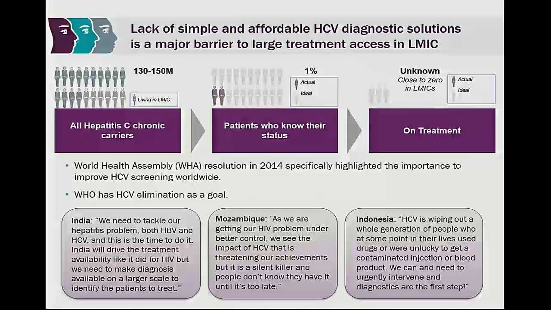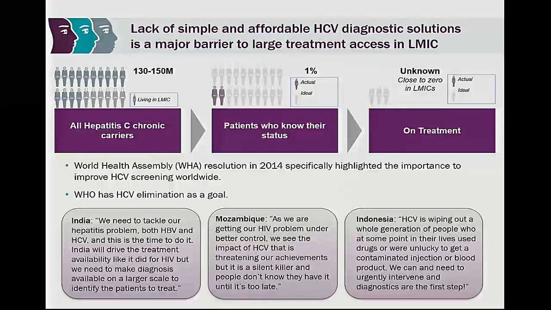And why is that necessary? I think it was already alluded to in earlier talks. There are a lot of patients with hepatitis C, and about 75% actually live in low- and middle-income countries. How many know of their status? We heard in the U.S. it's less than 50%. Globally, it's less than 1%. And even fewer of those are obviously on treatment.